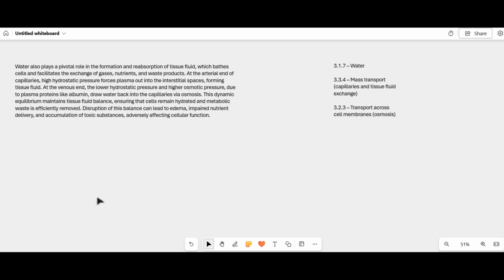And obviously that draws water back into the capillaries via osmosis because you're lowering the water potential. This dynamic equilibrium maintains tissue fluid balance, ensuring that the cells remain hydrated and metabolic waste is efficiently removed. Now again, you're going to add a little bit more extra information here. Disruption of this balance can lead to edema, impaired nutrient delivery and accumulation of toxic substances adversely affecting cellular function. So that edema thing is just a little extra thing.